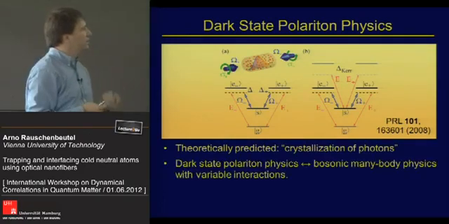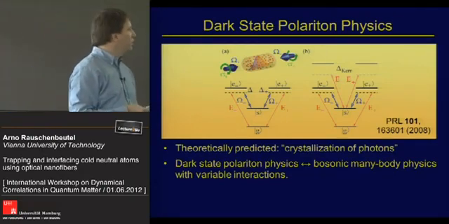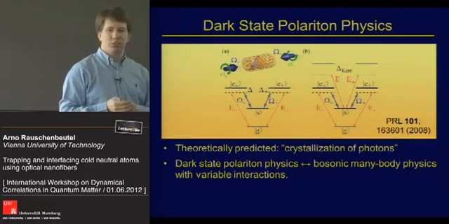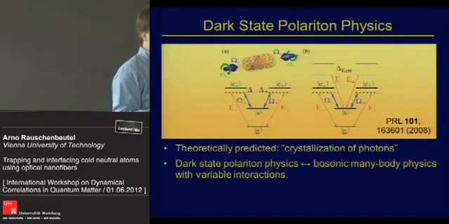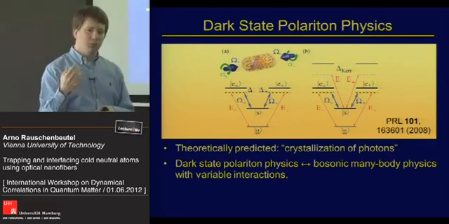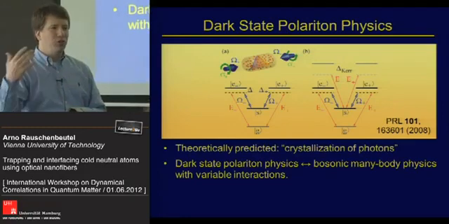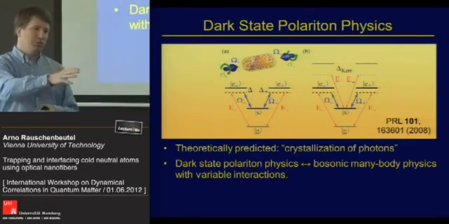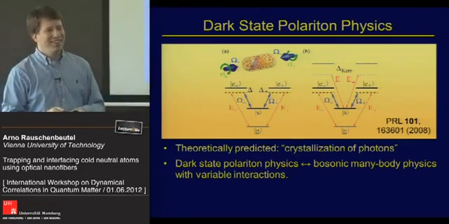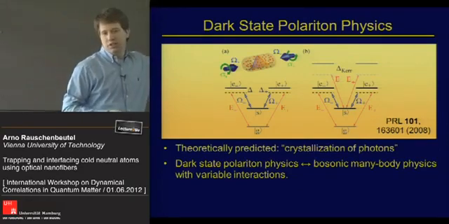And in that sense, the dark state polariton physics you can do in this system is bosonic many-body physics with variable interactions. But if you look at the theory proposed, and I think in this paper, the good physics starts when the optical depth of the sample was on the order of 1,000. And when I first saw this proposal, sorry, but I was just laughing. Because 1,000 is tough. I mean, we have 30, okay?